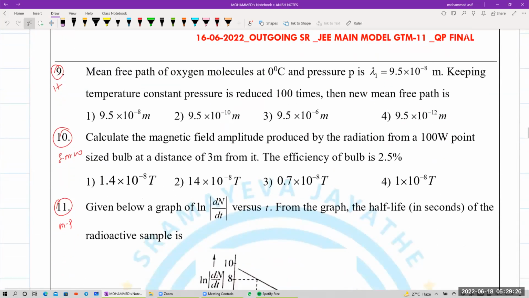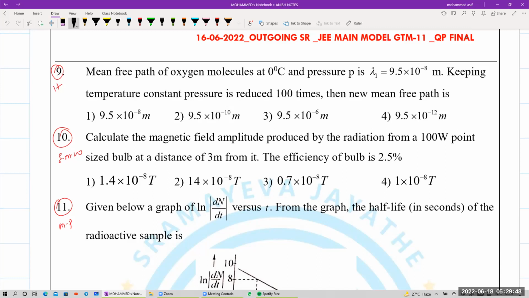Question number 9. Remember the formula. The mean free path of an oxygen molecule at 0 degree centigrade and pressure P is lambda 1 equals 9.5 into 10 power minus 8 meter. Keeping the temperature constant, the pressure is reduced 100 times. The new mean free path will be equal to how much? Do you remember the mean free path formula?